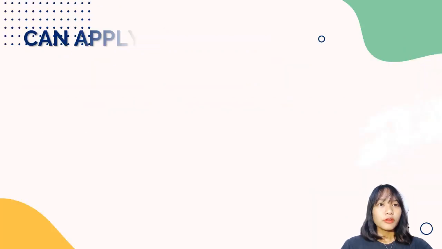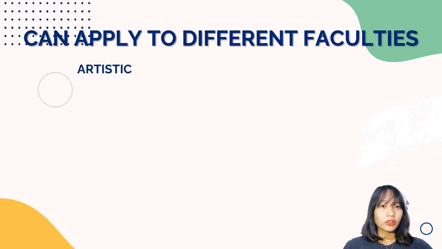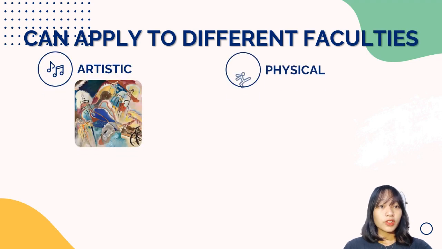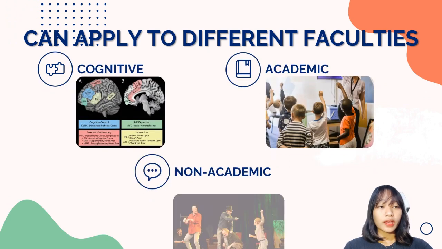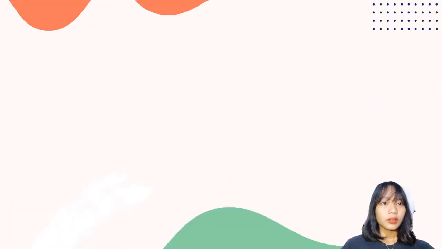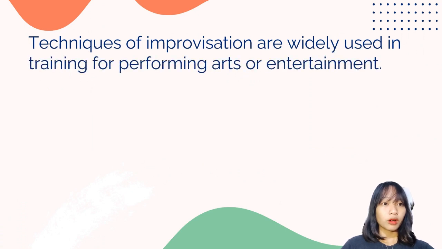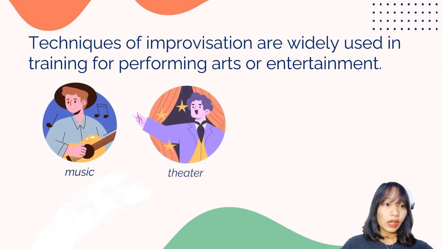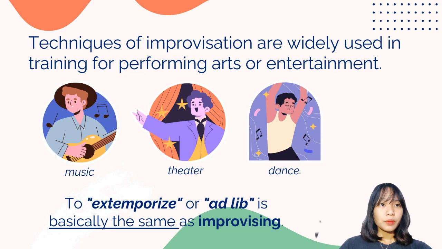The skills of improvisation can apply to many different faculties across all artistic, physical, scientific, cognitive, academic, and non-academic disciplines. Techniques of improvisation are widely used in training for performing arts or entertainment, for example, music, theater, and dance. Extemporizing or ad-lib is basically the same as improvising.